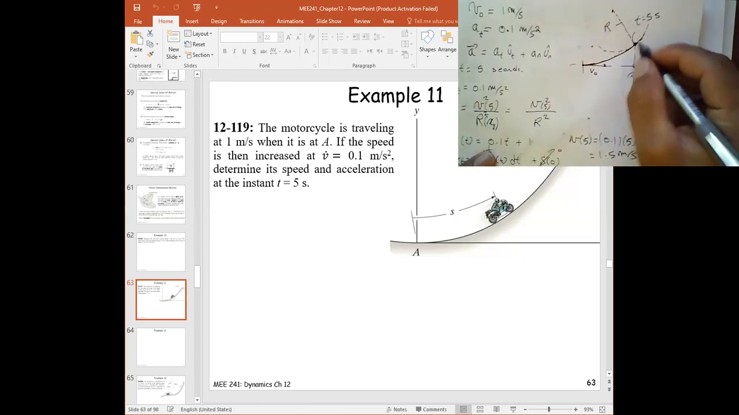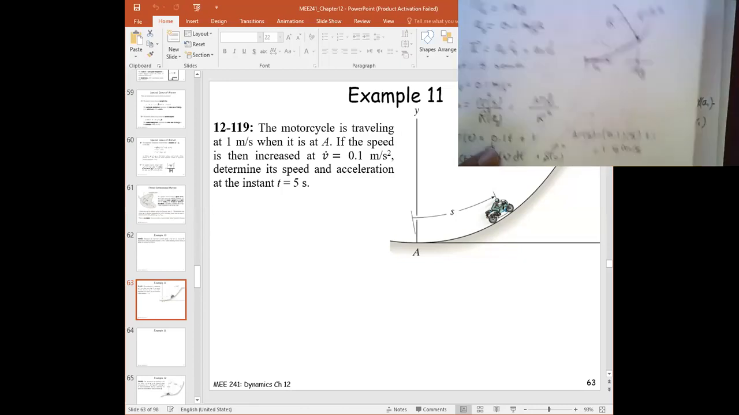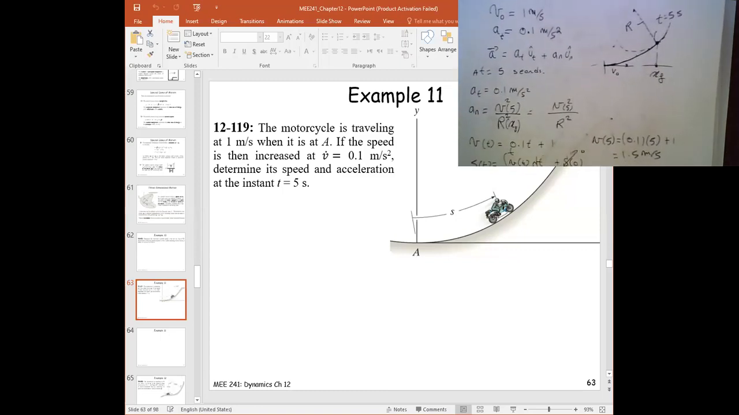How can I find X? Did anyone think about it during the weekend or no? Honestly, I was going to give whoever knows it 5 points on your first midterm, but I'm not sure if anyone thought about it.